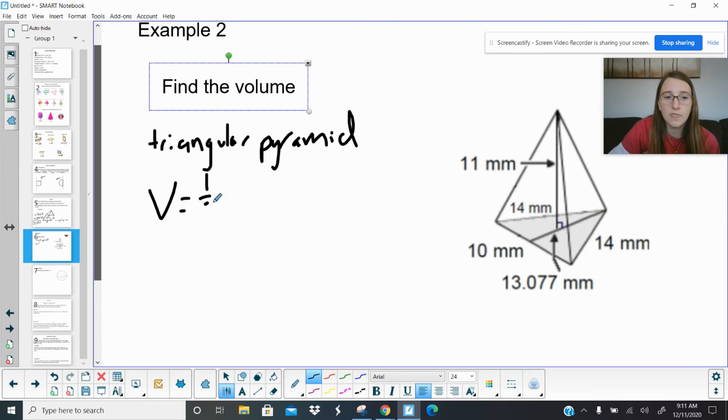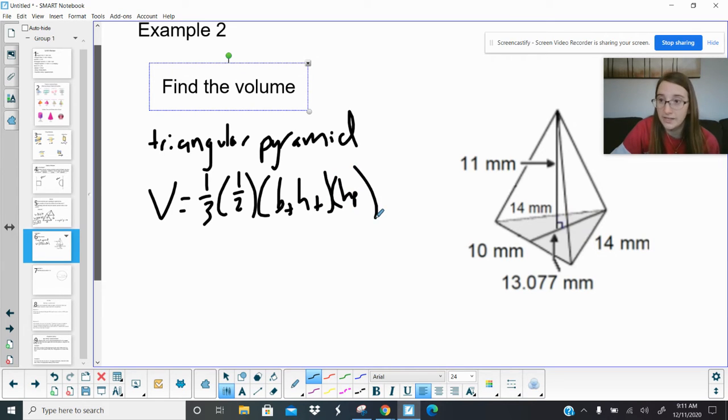Volume equals 1/3 times, I know this is weird, times 1/2 times the base of the triangle times the height of the triangle times the height of the pyramid. Now, I know this looks weird, guys, but this is how you would plug it in the calculator. Now notice I have 1, 2, 3, 4, 5 numbers technically here, and I only need 3. So this is a situation where we have more information than we need.